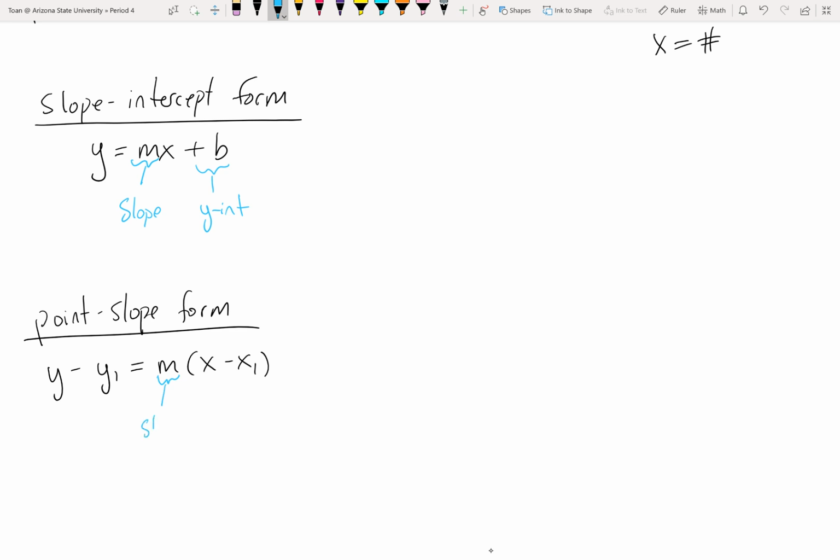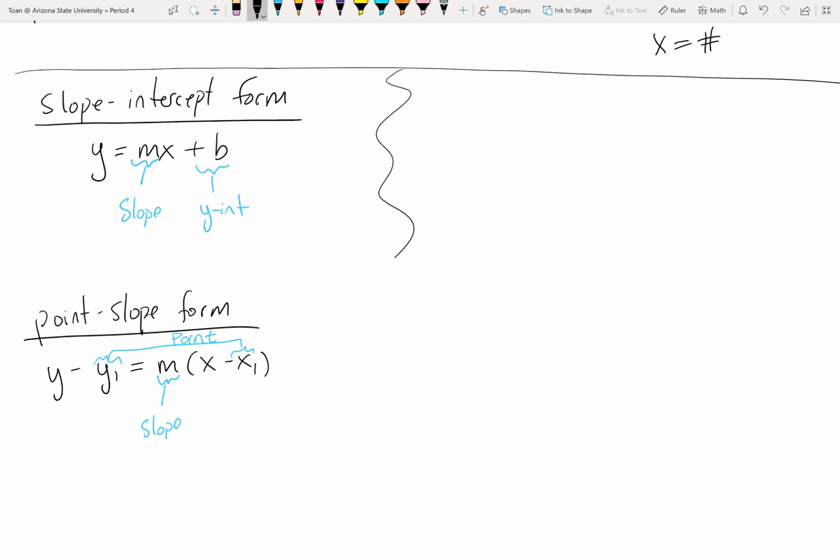Again, m is your slope. In this case, the y sub 1 and the x sub 1, that is your point. In point-slope form, the regular y and the regular x will always stay as variables. One of these two forms is the form I would suggest we use when it comes to writing linear equations. Technically, there are two other forms, and I will include them for the completeness of our notes, but we won't use them to come up with equations.